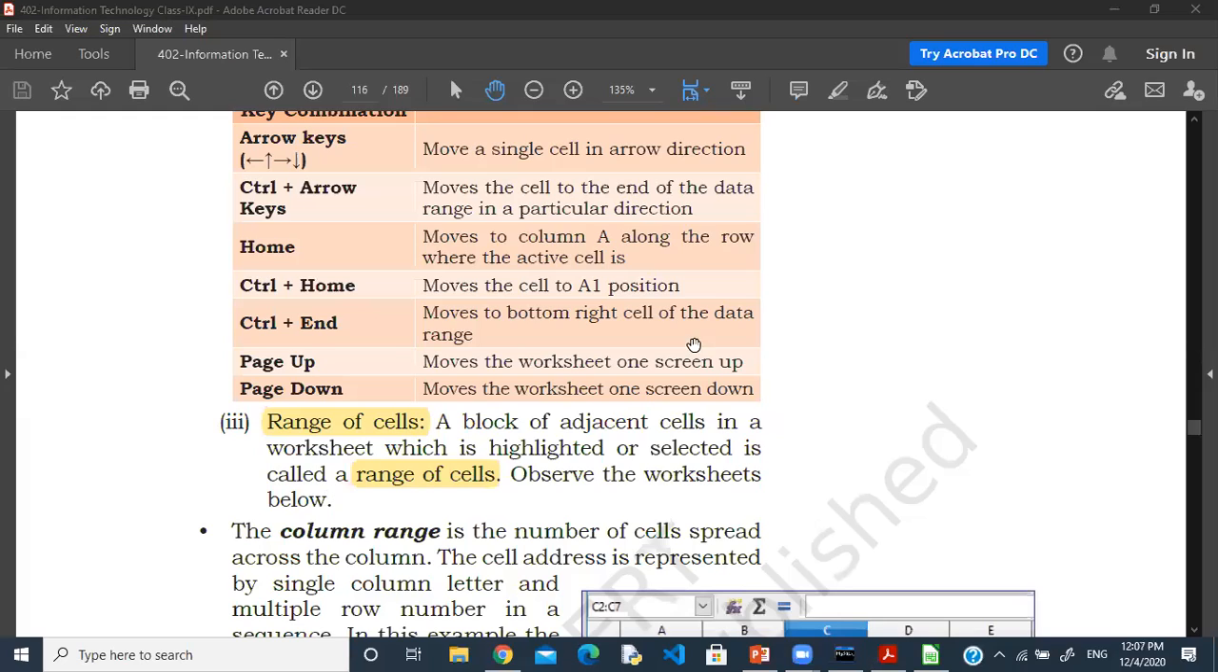So my screen is visible to you and I'm audible. So once you confirm this, I'm going to start the class.